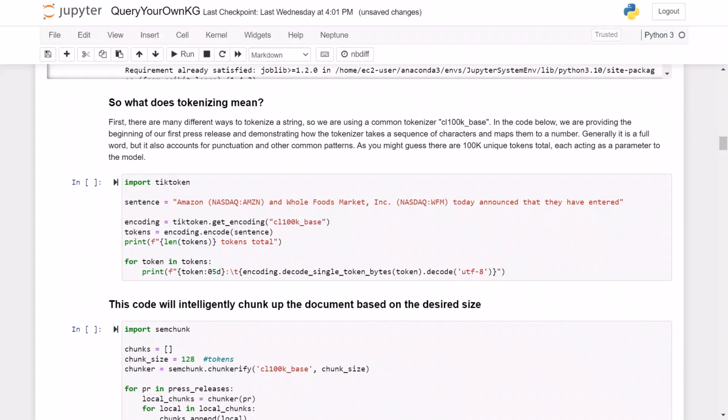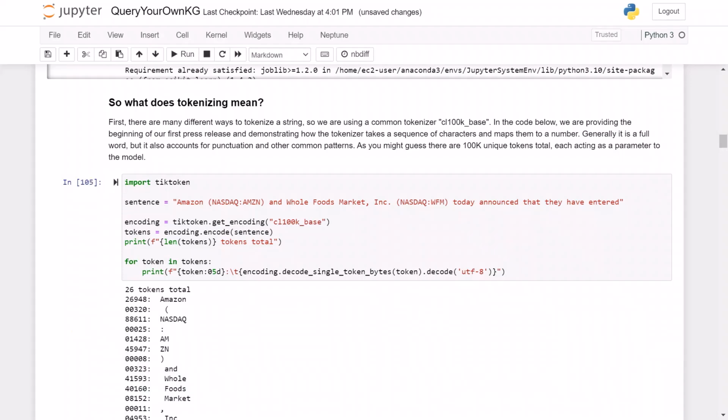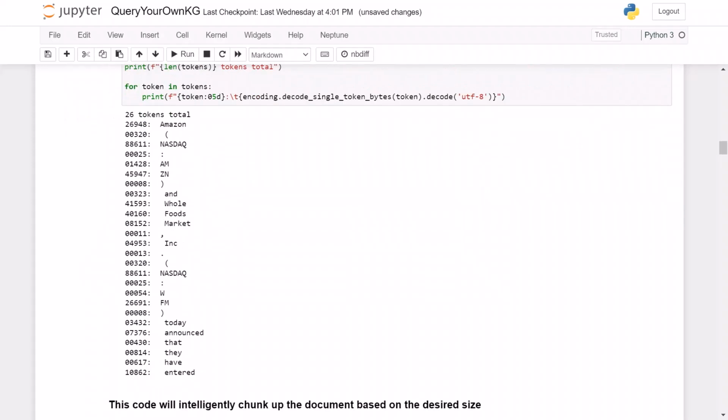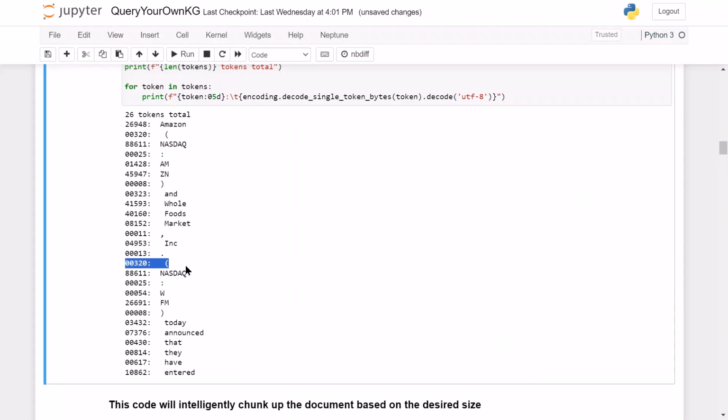And I took the first few words from that first press release. And so you can see that this generates 26 tokens. Each one of them is assigned a number. So the word Amazon becomes token 26,948. Open parentheses is 00320. And you can see if the token appears more than once, a space and then an open parentheses, that is assigned the same number. And so the way that these token models are generated is that they represent either a word or a part of a word that has meaning.